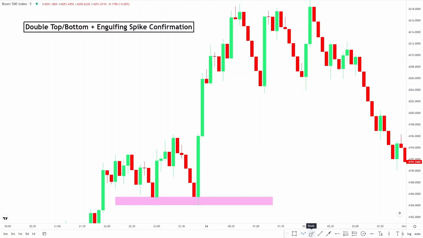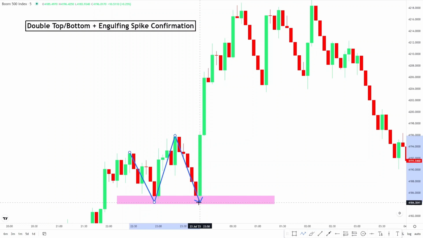Let's look at the first one, the double top or bottom plus engulfing spike confirmation. So you are in the market and you are trading spikes, and this is boom 500 index. The price has created a nice touch to this particular point right here, made a push to the upside, and then comes back to the same point, creating two equal points. This means that the price has now created a very strong and very important area of support.